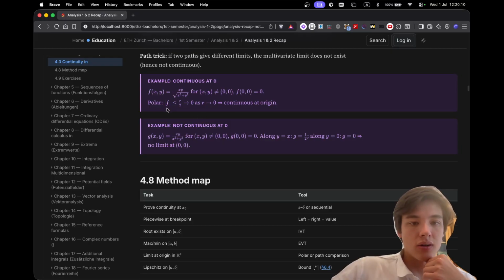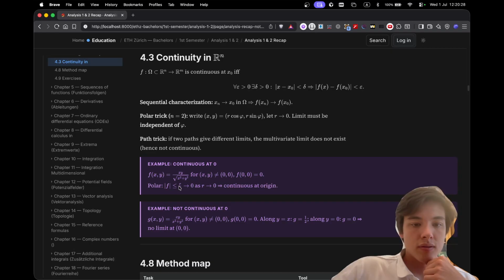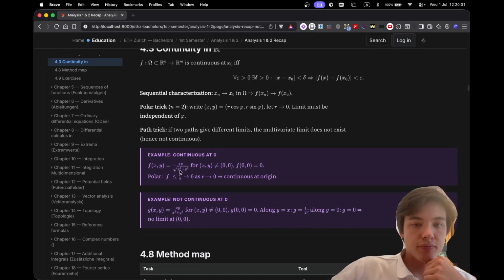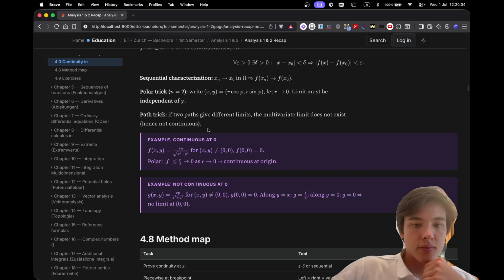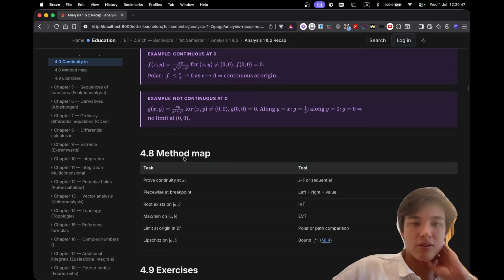So if you take polar coordinates, x times y, and then this is r. So r squared cosine times sine, and then what would this be? Well, I should write out the steps.